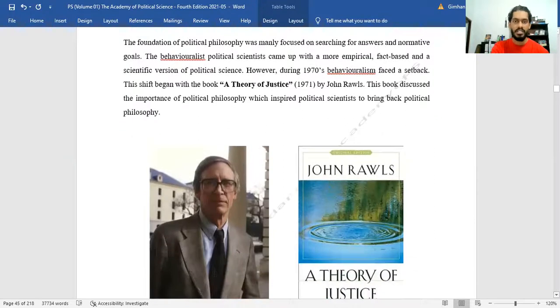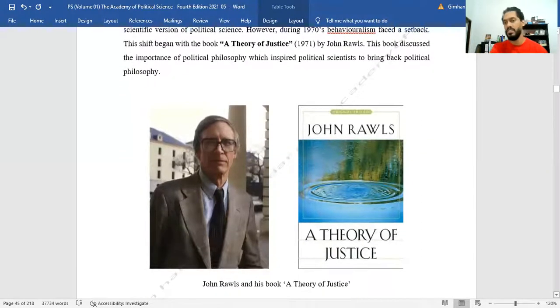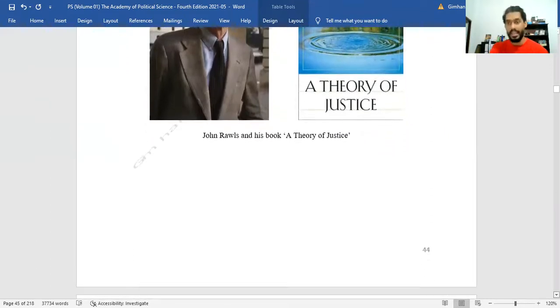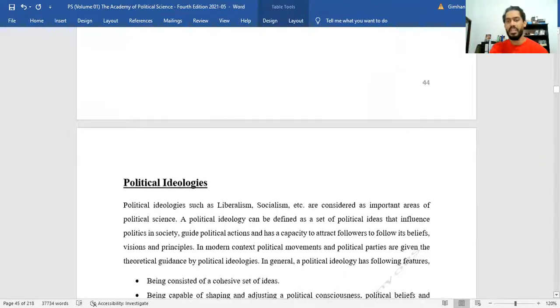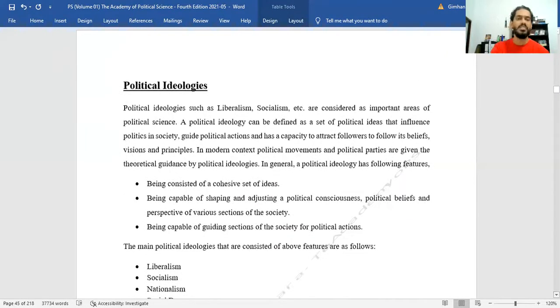So this is John Rawls. He's the person who brought back political philosophy, because behavioralists sort of looked down on philosophy. You know that from the philosophical approach we studied, where behavioralists had a problem with it. It was John Rawls, and his book A Theory of Justice, that brought political philosophy back into the spotlight it deserves. So what happened when people got thinking? Political philosophy got people thinking.